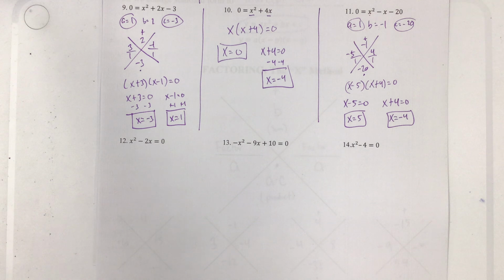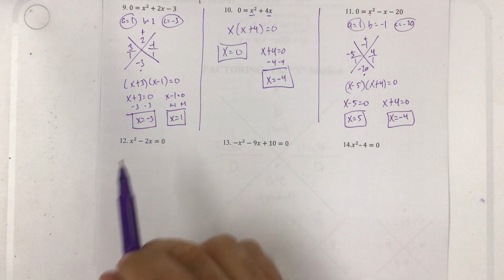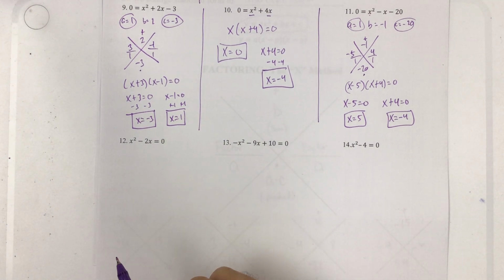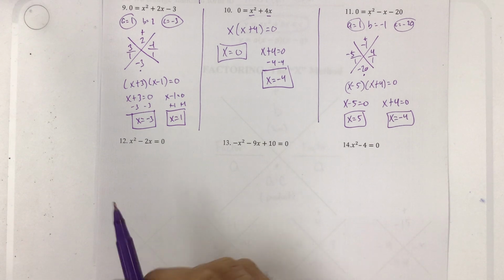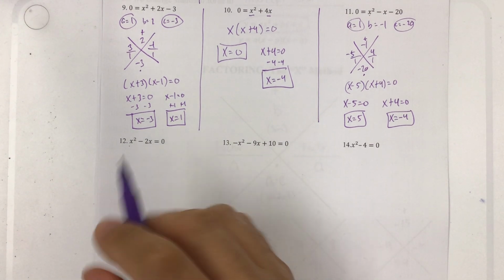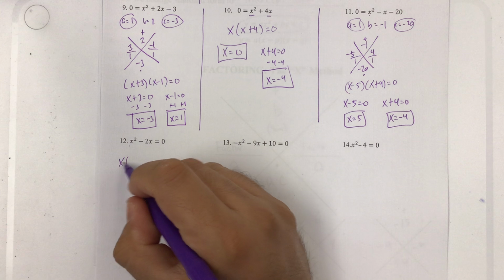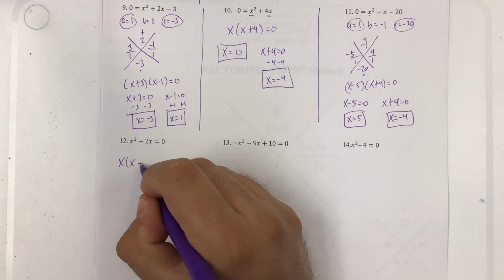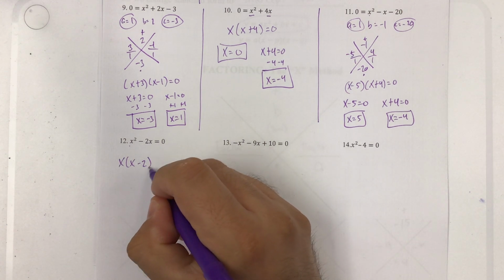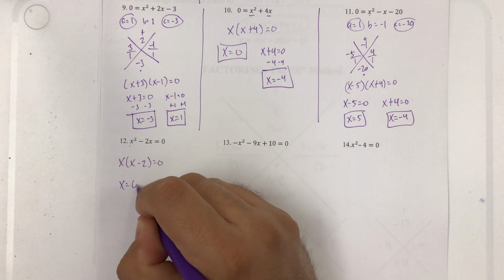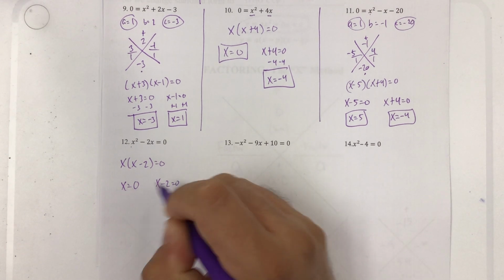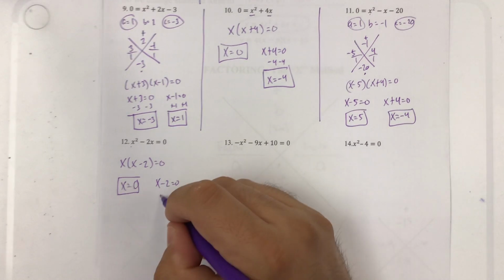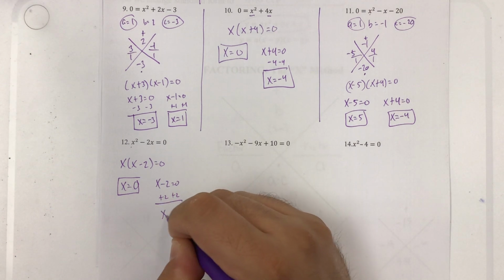All right, down to the last 3. Number 12. Again, standard form, yes. Greatest common factor, there actually is one. There's only 2 terms, and they both have an x, so we factor out the x. X times x is x squared. X times negative 2 is negative 2x. Set each factor equal to 0. First one is solved. The second one, we add 2 to the other side, and x equals 2.